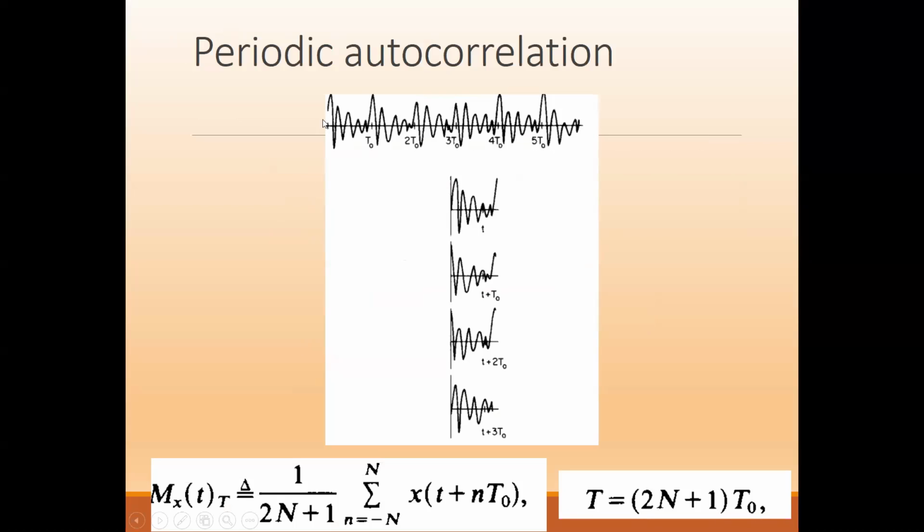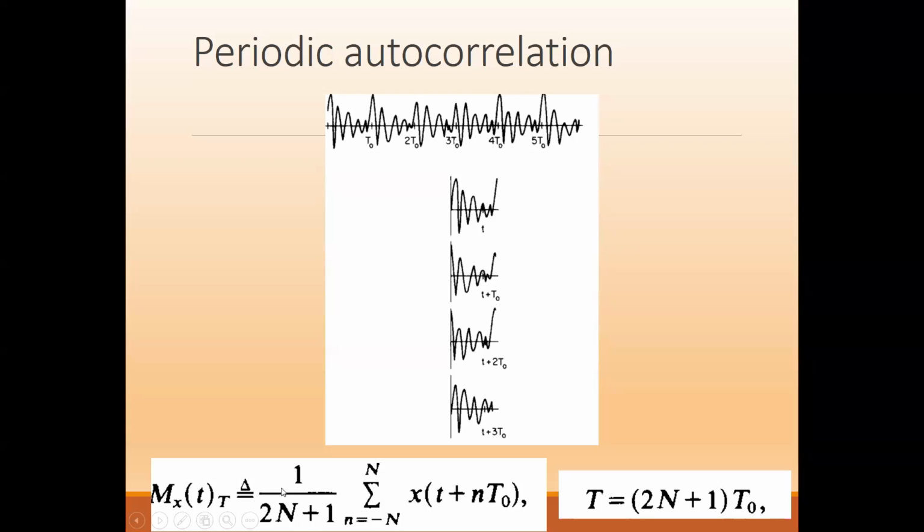Just imagine you cut like this with the portions equal to T0 and paste it here. That is equivalent to folding with the width equal to T0. So you have 0 to T0, T0 to 2 T0, and so on. That is what I have copied here. Now sum all these signals and compute the average. That is what this operation is.